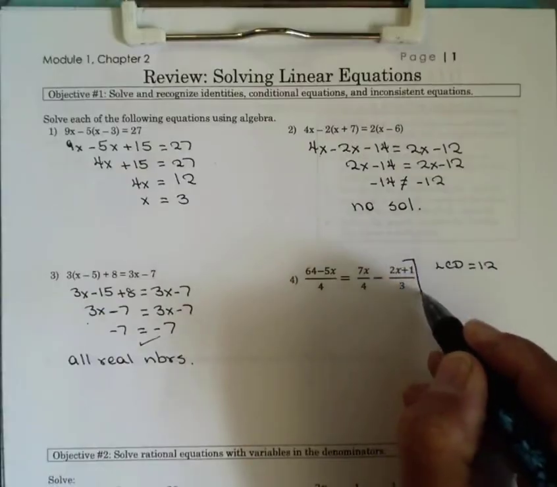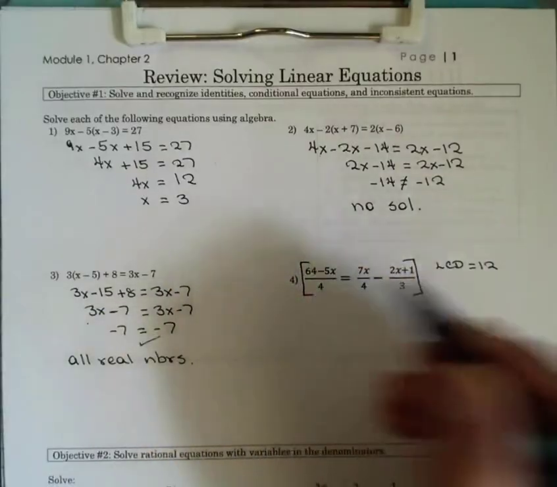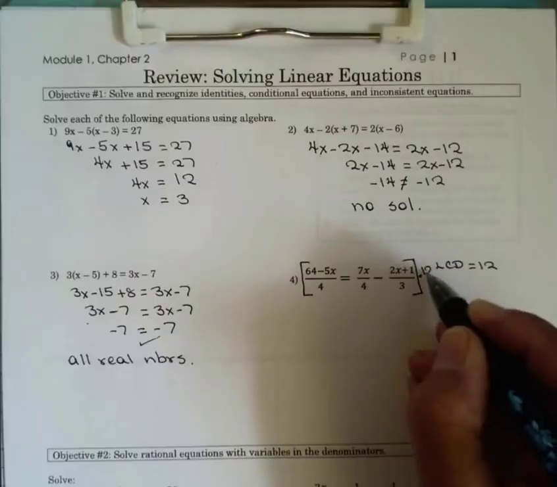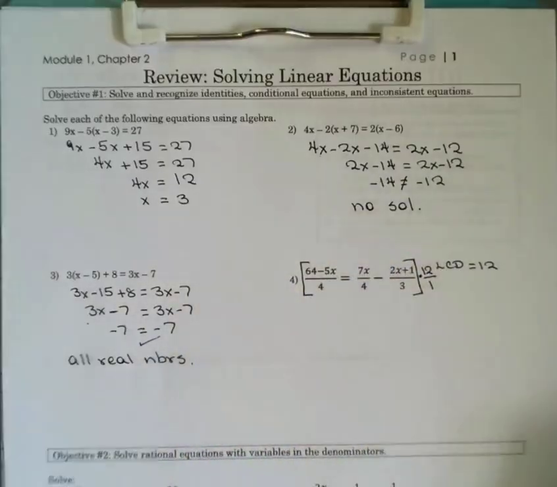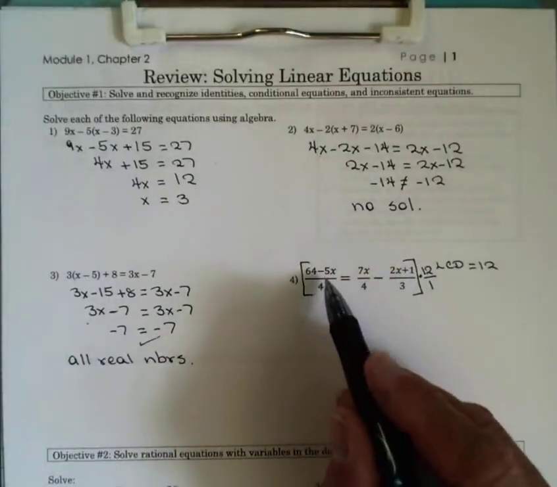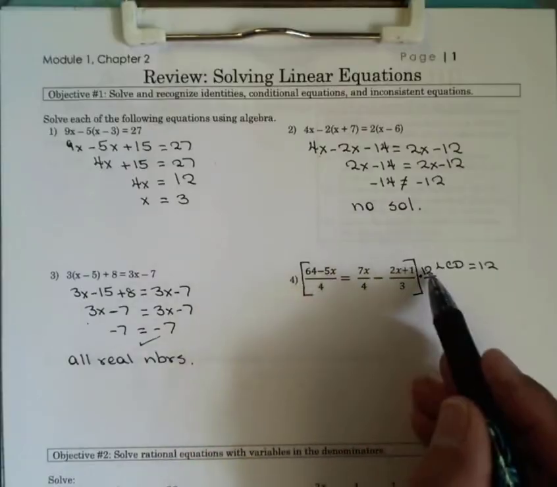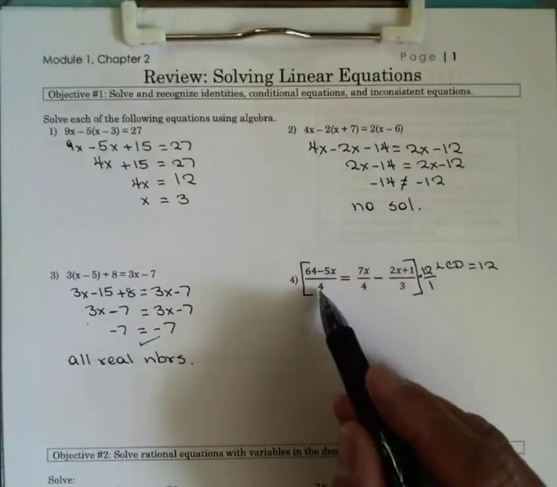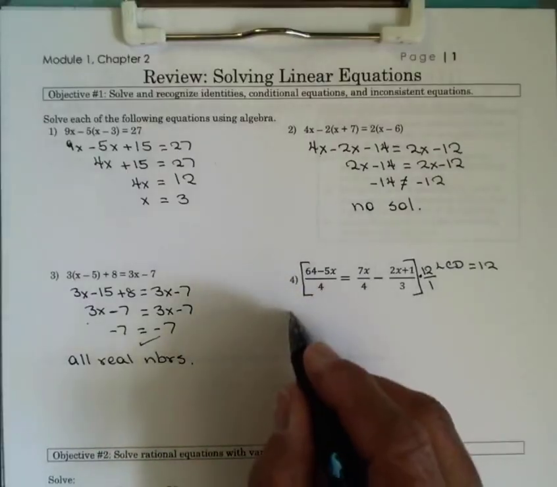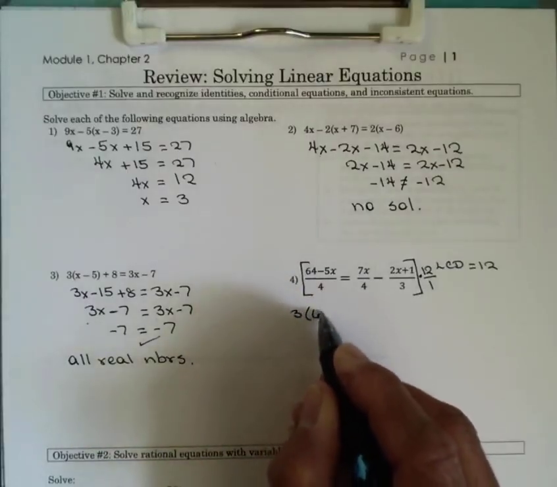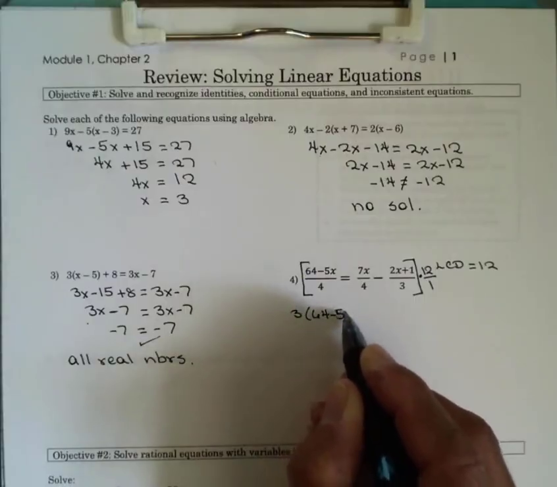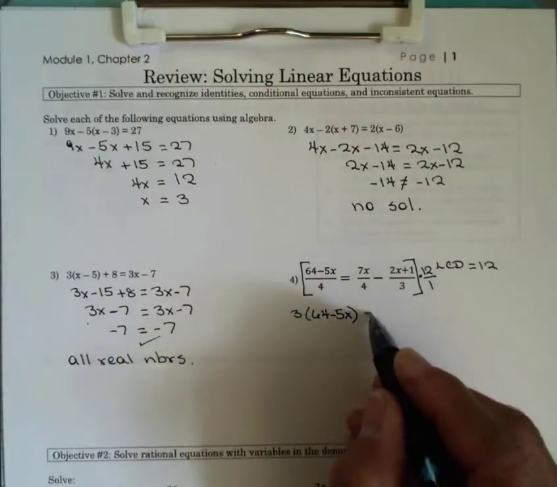I'm going to put some parentheses out here to show that I'm going to multiply everything. Each term inside those parentheses, I'm going to multiply it times the number 12. This is, in effect, the same thing as multiplying both sides of the equation by the same number. So when I say 12 times, I'm going to cross-reduce the 12 and the 4, and it would end up being a 3. So I'm really going to say this would be 3 times that 64 minus 5x, right? Okay, that's on the left.